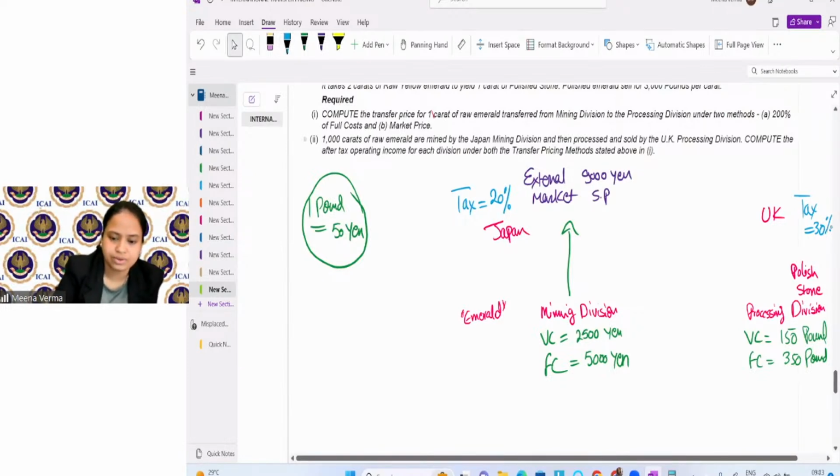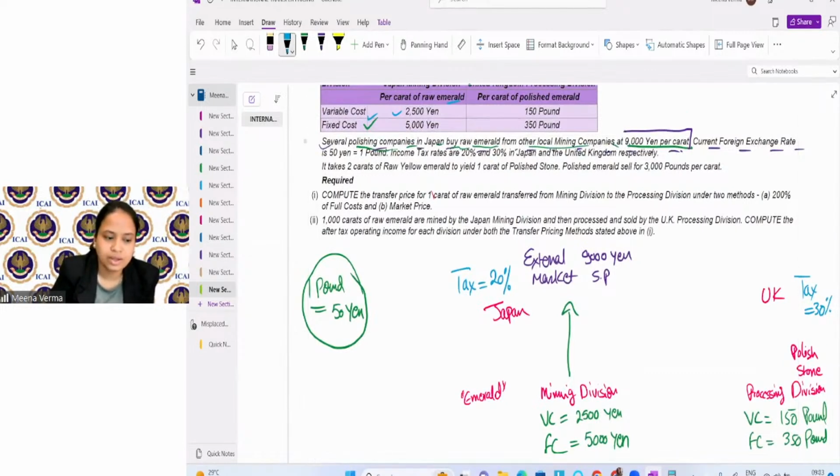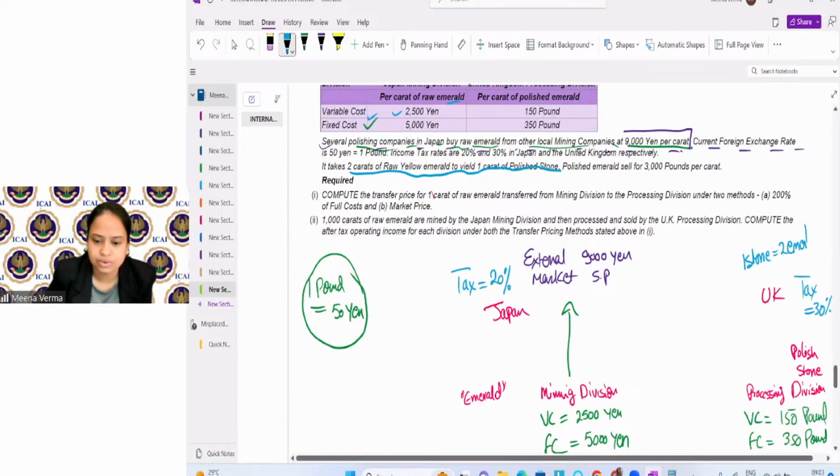What else do you have here? It takes 2 carats of raw yellow emerald to yield 1 carat of stone. Now look, here for 1 stone, 2 emerald is required. For 1 stone, 2 emerald is required. All right, what else do we have here?